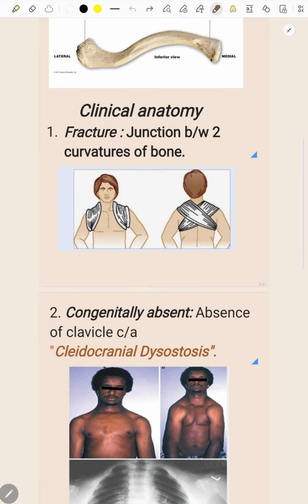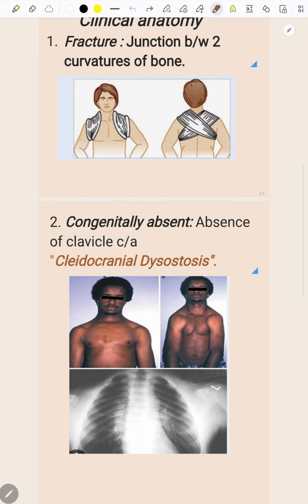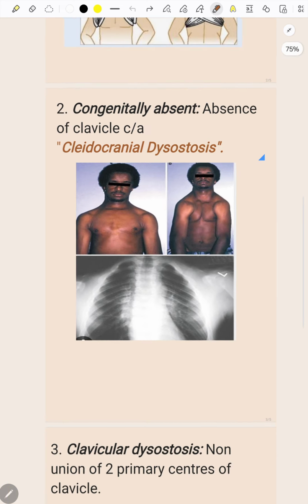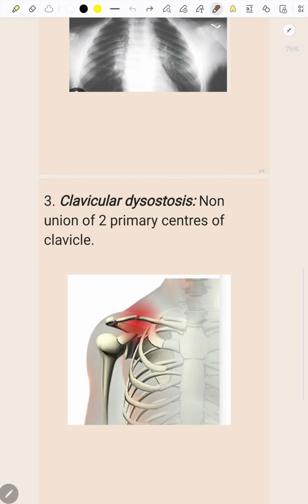Next is the congenitally absent clavicle, which is called cleidocranial dysostosis. In the image we can see that a person is lacking a clavicle here, and this is an X-ray picture with no clavicle here. The next one is clavicular dysostosis, which is non-union of the two primary centers of the clavicle.